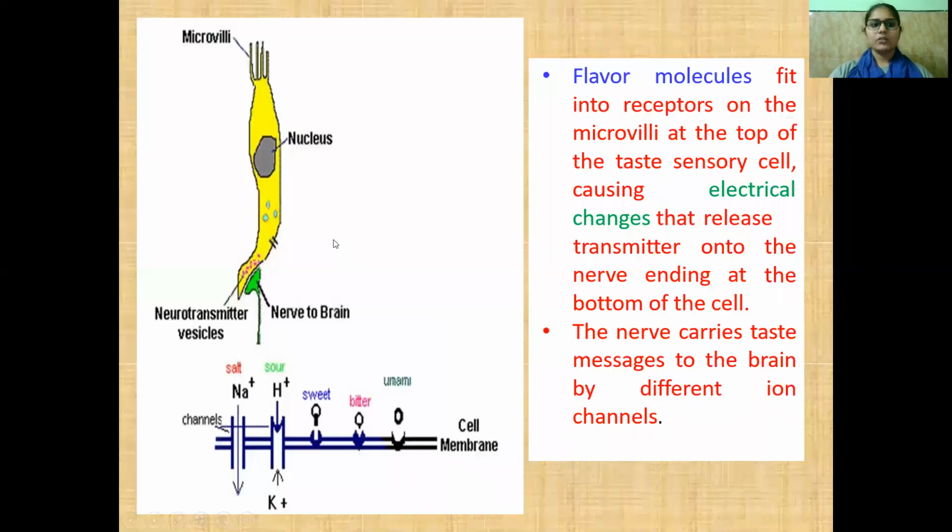Okay, so flavor molecules fit into the receptors on the microvilli at the top of the taste sensory cell, causing electrical changes that release transmitter onto the nerve ending at the bottom of the cell, and the nerve carries taste messages to the brain by different ion channels.